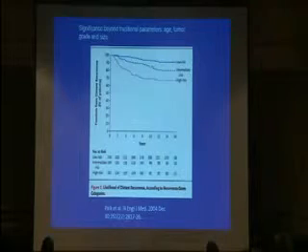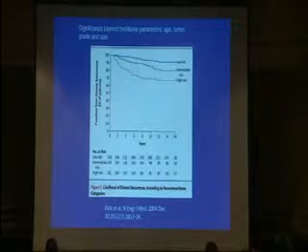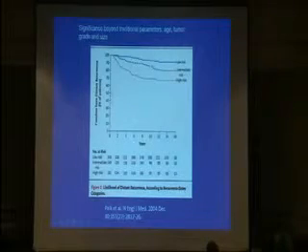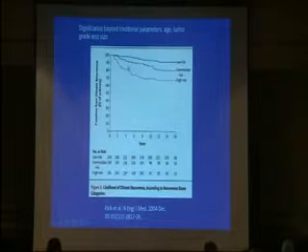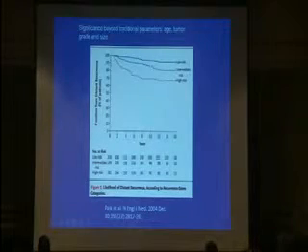This is a paper that came out in 2004 that shows the prognostic value of the Oncotype DX. The x-axis represents the recurrence-free survival, and the blue line here represents the patients with a low risk. They have the best survival compared to patients with high risk. The red dotted line here, they have worse survival.